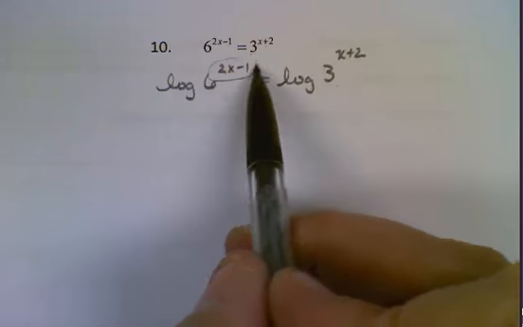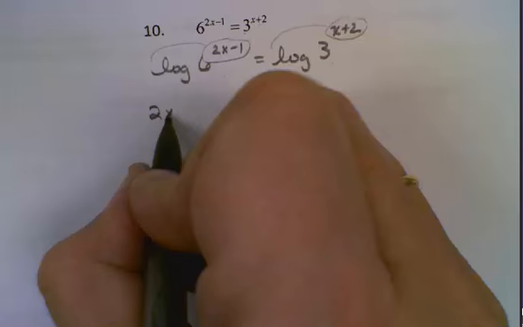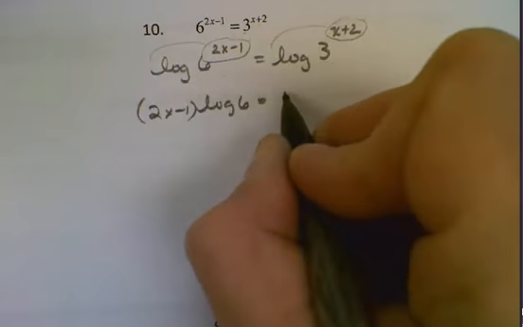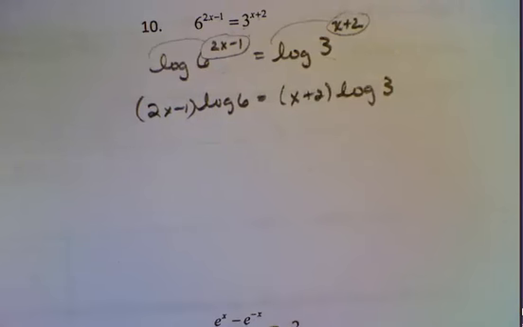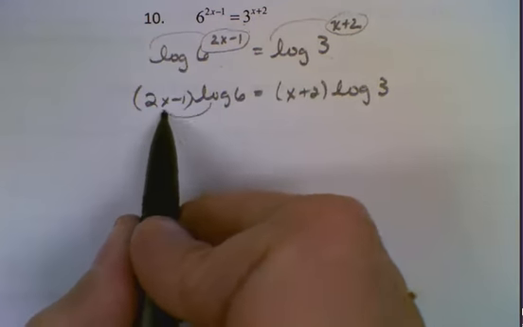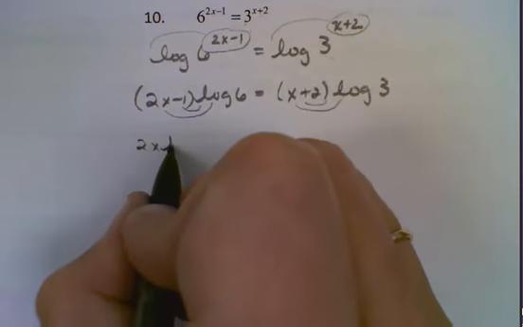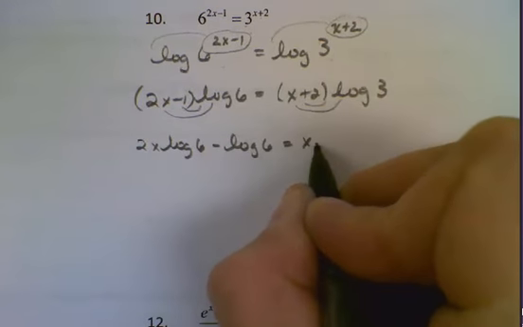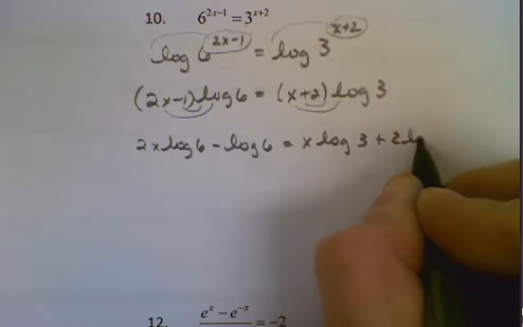So now I'm going to use the power property. I'm going to bring the two powers out in front. So I'm going to get (2x - 1), that quantity, times the log of 6, equals that quantity, (x + 2), times the log of 3. So now I just have to solve for x. To do that, I'm going to unlock those from those parentheses, so I'm going to distribute. So I get 2x log 6 - log 6 equals x log 3 + 2 log 3.